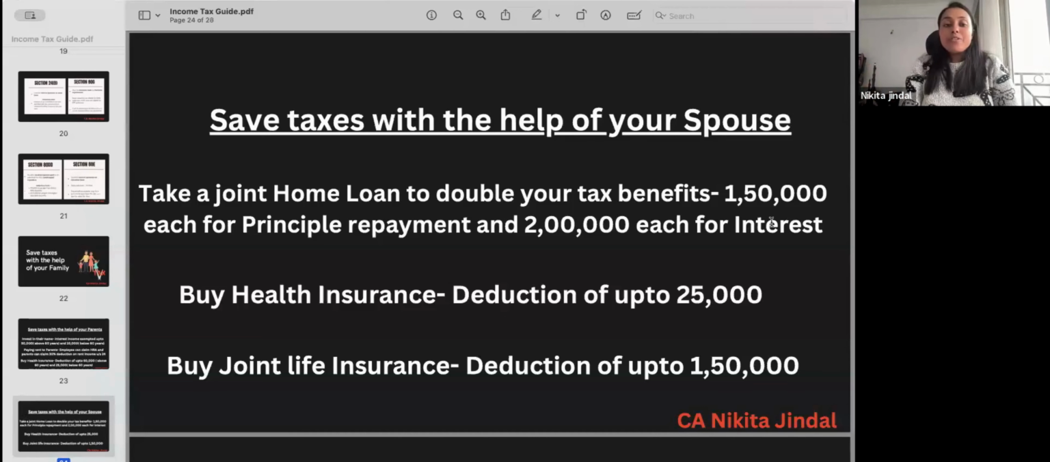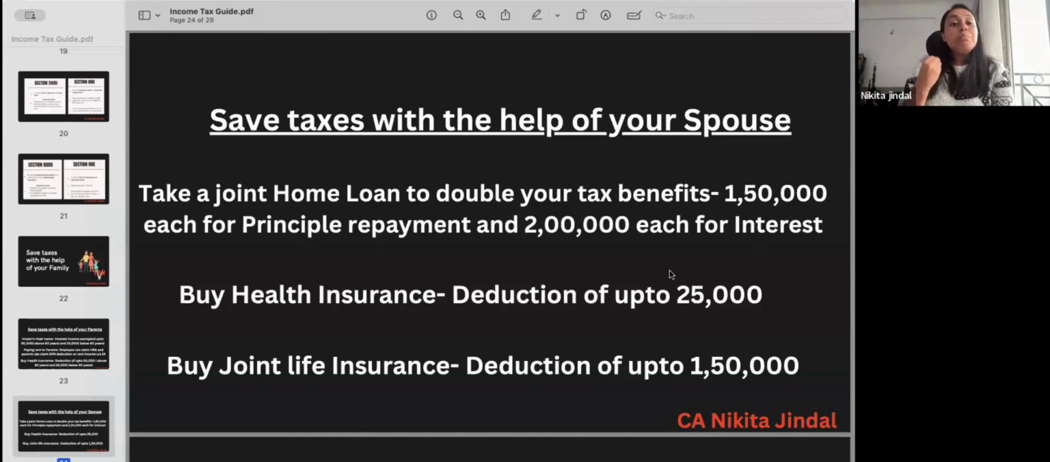So this is what I have written, 1,50,000 each. For example, if I have taken a home loan with my spouse, I will be getting 3,50,000 benefit, and my spouse will also be getting 3,50,000 benefit. So overall, we will be getting 7 lakh combined tax benefits. So you will be saving a huge amount of taxes while doing this.